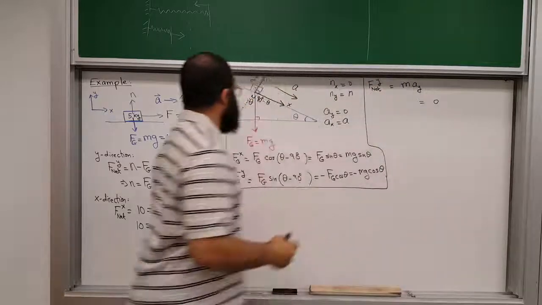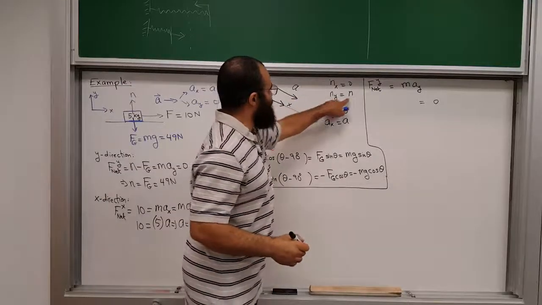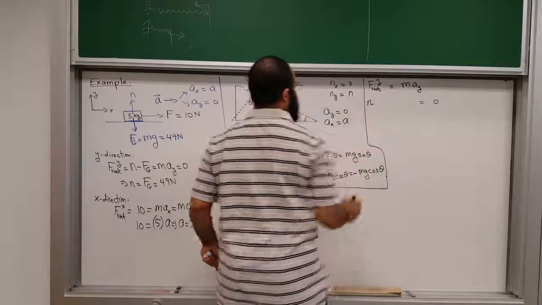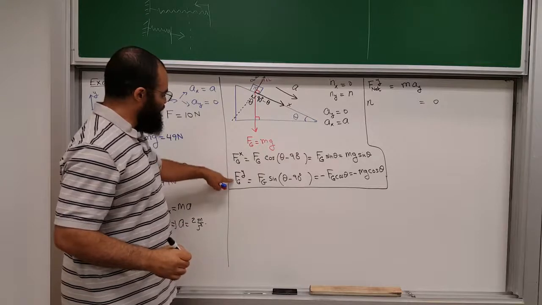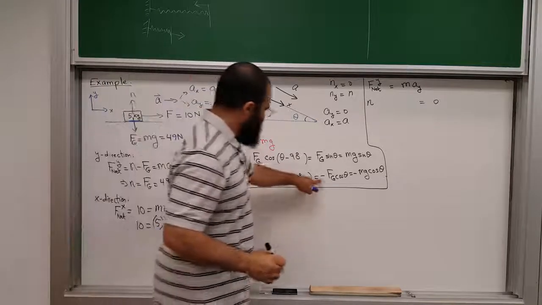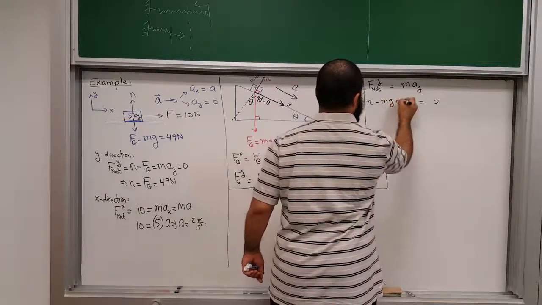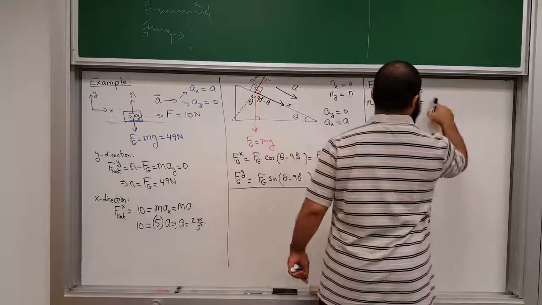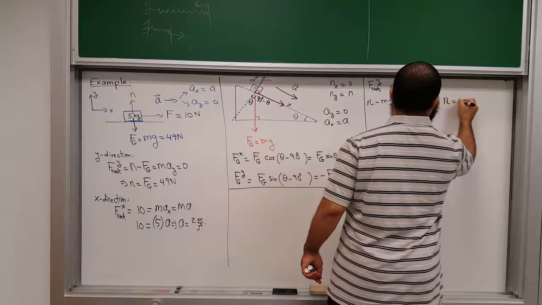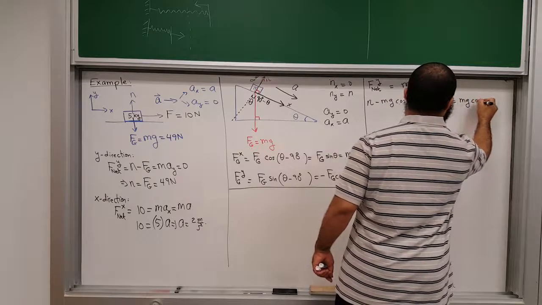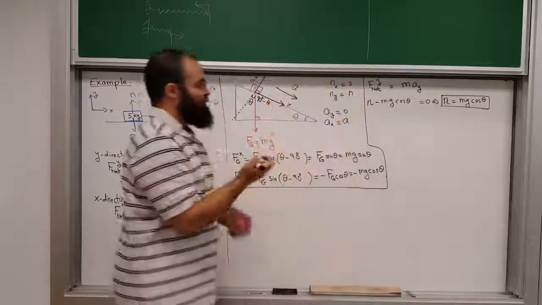What are the forces in the y direction? Well, you get the y component of the normal force, which I'm calling n, plus the y component of the force of gravity, but that's negative mg cosine theta, minus mg cosine theta. So this will give me that the normal force is mg cosine theta. That's that.